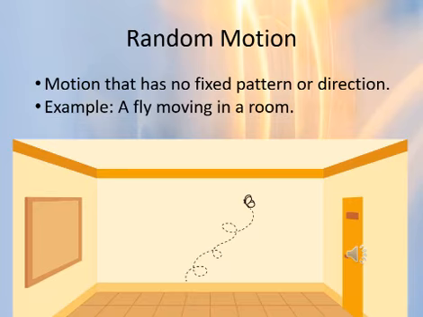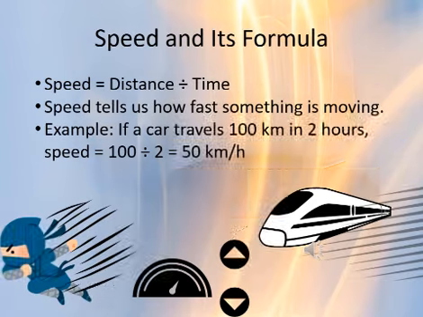Speed. Let's learn something more. When something is in motion, we can also ask, how fast is it moving? That's called speed. Speed is calculated using the formula: speed equals distance divided by time. For example, if a car travels 100 kilometers in 2 hours, we divide 100 by 2 and we get a speed of 50 kilometers per hour. Speed helps us compare which object is moving faster or slower.